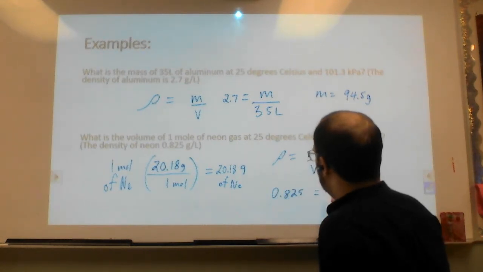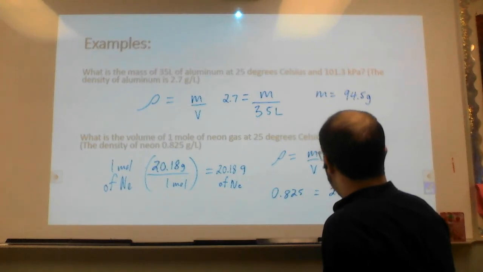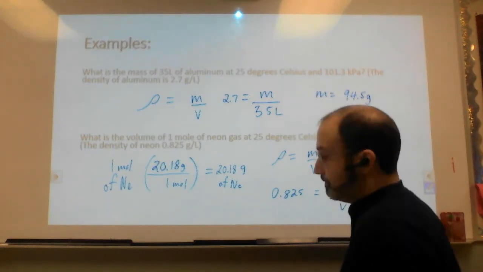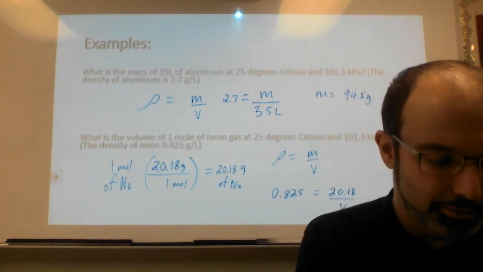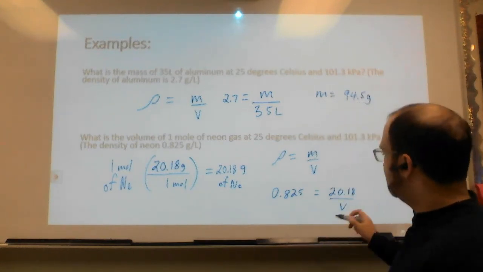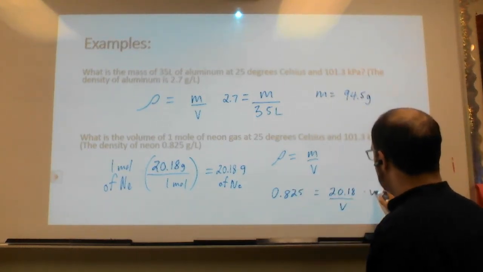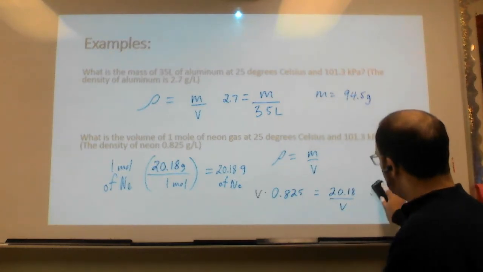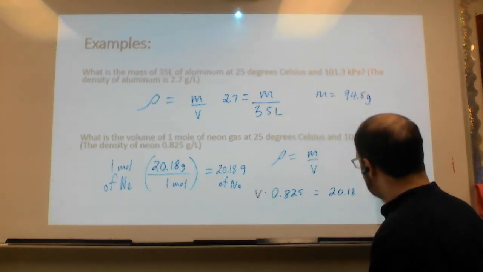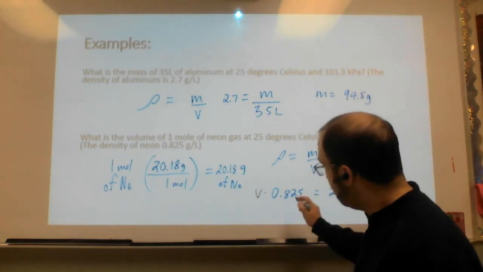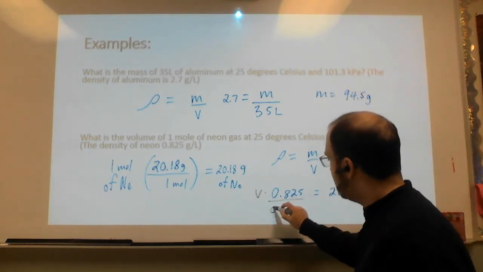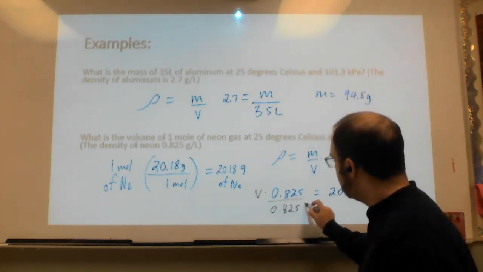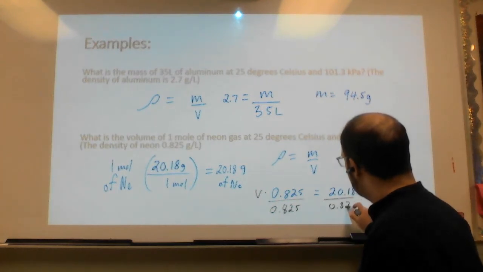0.825. And we know the mass, in this case, is 20.18, and we want to find the volume. Now, let's change colors here. We've been using blue too much. I want to get this V up on the other side. So I'm going to multiply both sides by V. That'll cancel out the V down here. So I'm going to erase this one, and I erase this one. Then I got to get that V by itself. So I'm just going to divide this by 0.825 on both sides.